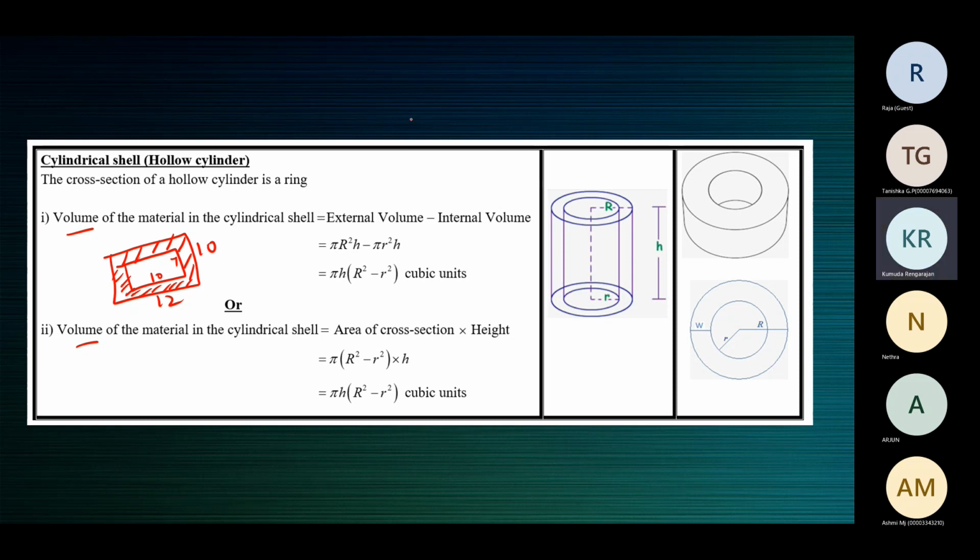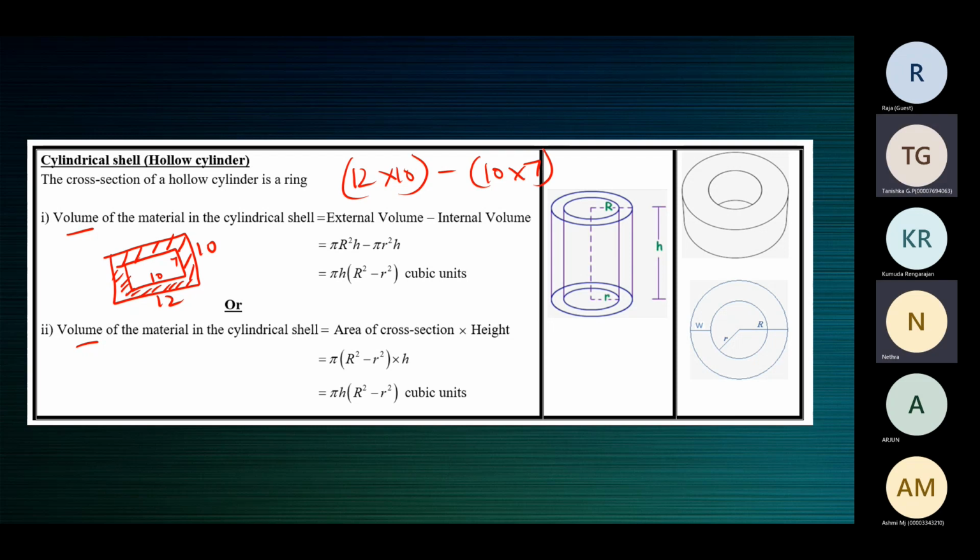Okay. The area of the shaded region will be the area of the outer rectangle, 12 into 10, minus the area of the inner rectangle, 10 into 7. Now you understand? Yes, ma'am. So the area of the shaded region is equal to the area of the outer rectangle, 12 into 10, minus the area of the inner rectangle, 10 into 7.